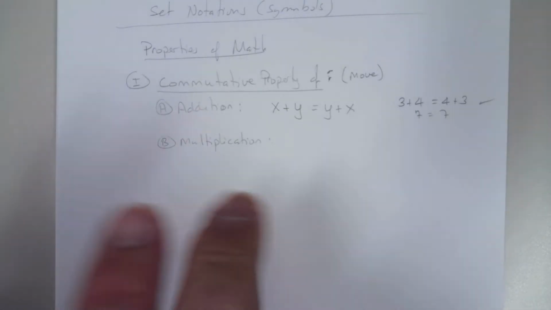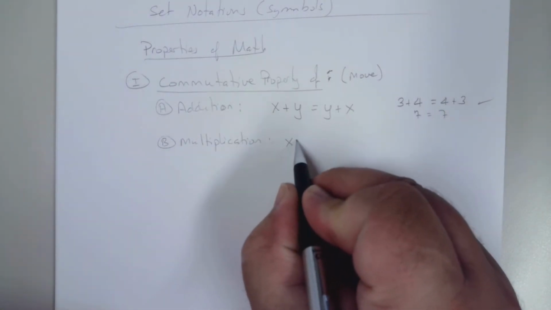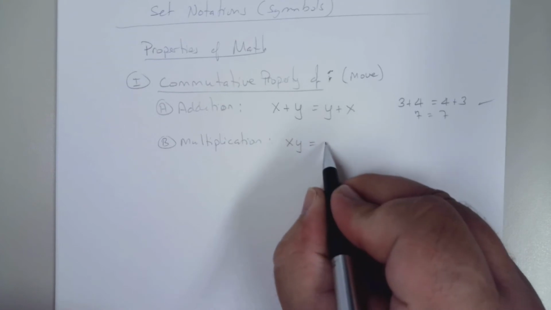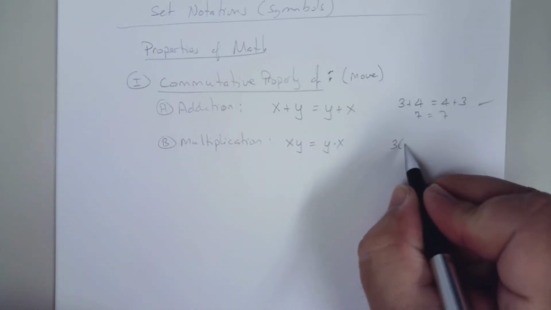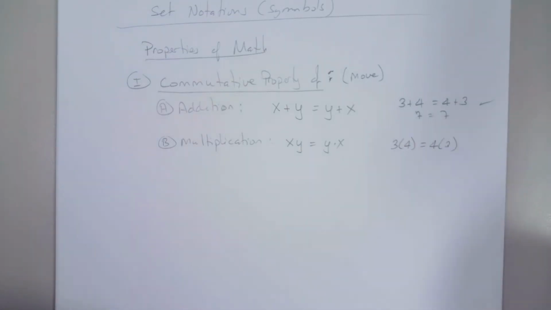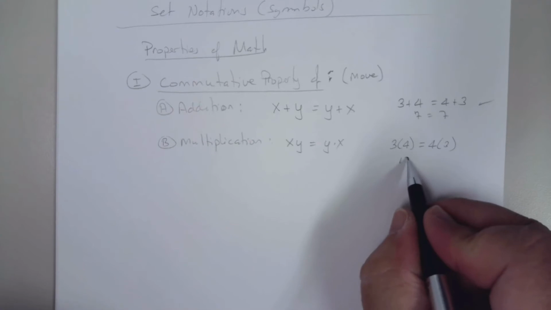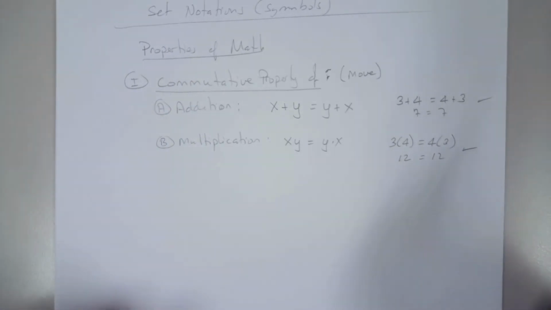So commutative property means moving your numbers around. Same thing with multiplication. X times y is the same thing as y times x. 3 times 4 equals 4 times 3. 3 times 4 is 12. 4 times 3 is 12. That's the commutative property.